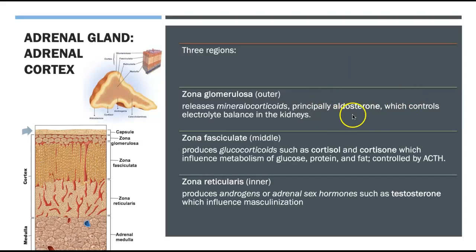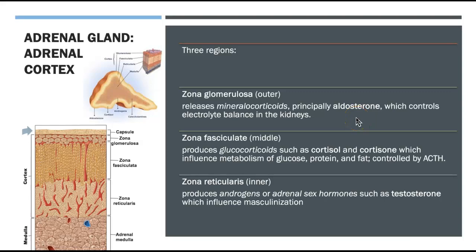So the way I remember this, and no offense to Aldo, this just helps me remember this function of this hormone, but I always like to think of Aldo workers as being salty. So that helps me remember that aldosterone is going to resorb sodium, and water is going to follow.